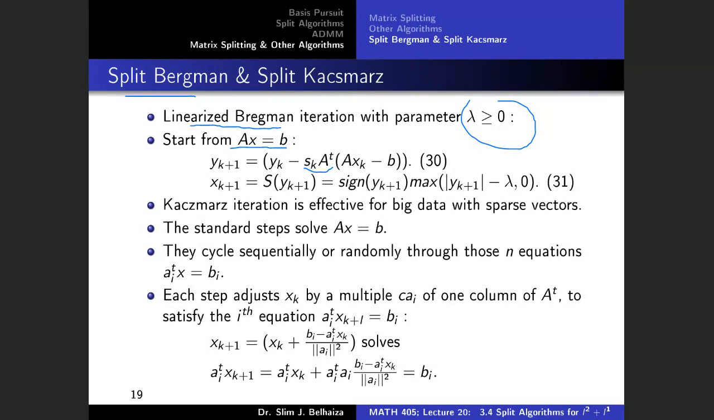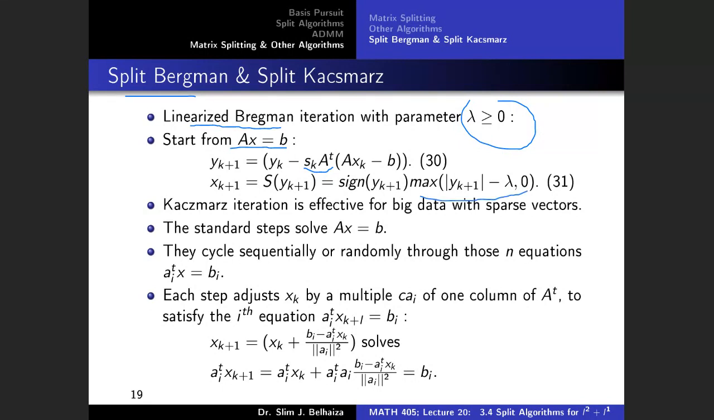And once you updated the y's, you can use them to update the x's. Okay? Or if you want to call them differently. So in fact, sk is the sign of yk, so positive or negative, times the maximum between the absolute value of y's minus lambda and 0. So you take the positive part, kind of absolute here.